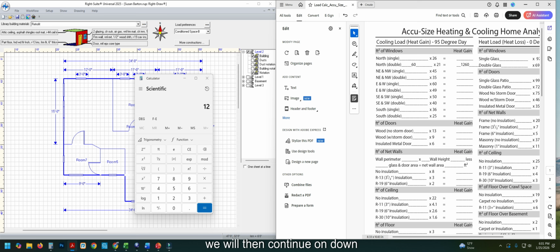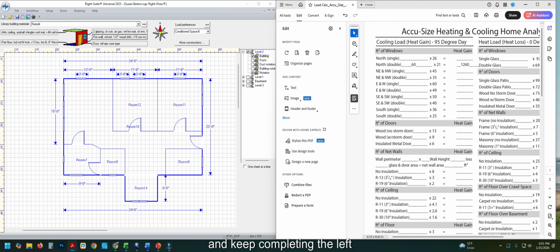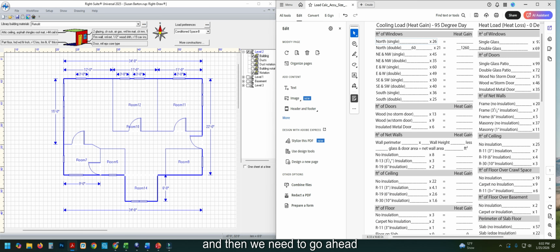All right, we will then continue on down and keep completing the left side, the right side, which would be the east, the west, the south. That gives me values throughout. Okay, so I'll let you complete all of that. And then we need to go ahead and look at the values of our doors.